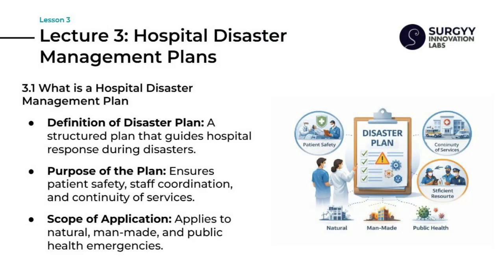What is a hospital disaster management plan begins with a clear definition of disaster plan, which is a structured, written document that guides hospital response during disasters to prevent disorganized efforts. The purpose of the plan is centered on three pillars: ensuring patient safety, facilitating seamless staff coordination, and maintaining the continuity of services even when infrastructure is stressed.